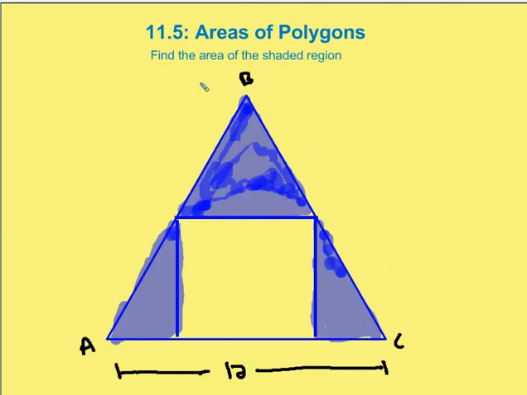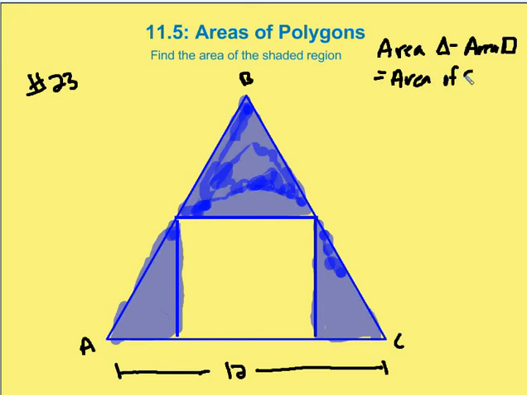In the next problem, number 23, we're asked to find the area of the shaded region in blue. Now we can say that the area of the shaded region in blue is just the total area of the triangle minus the area of the square that's inside of the triangle. And that equals the area of shaded.